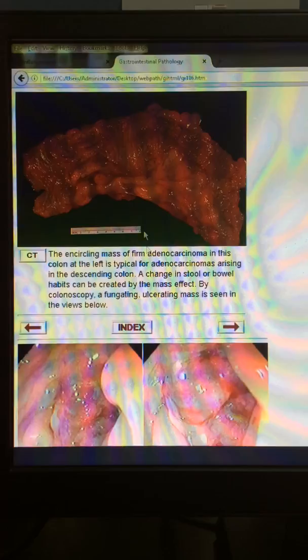Another example of colon cancer with this circumferential mass encircling the colon wall.